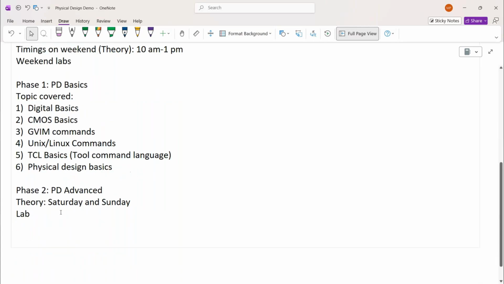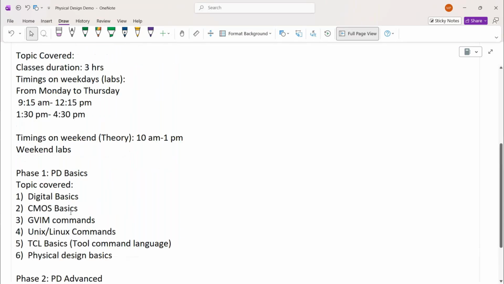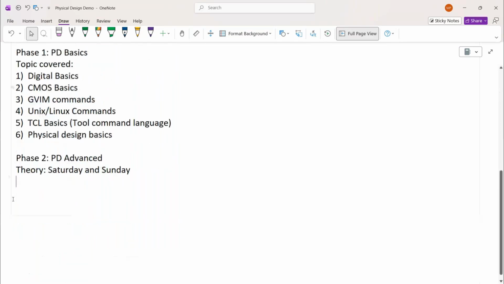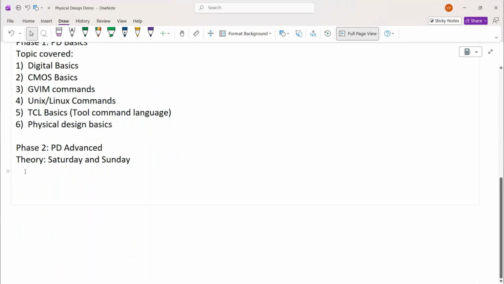So theory happens on Saturday and Sunday. I have given this idea extra, so I wrote it over here. Now, what all things do we cover? Obviously theory: all the fundamentals, you get the idea in theory, and everything will be covered in detail. And those things you will be implementing in lab.